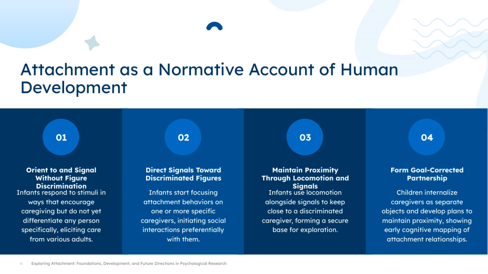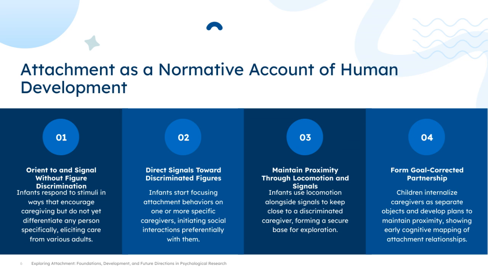By the third phase, infants actively use locomotion, along with signals like crying or reaching, to maintain close proximity to their chosen caregivers. This creates a secure base from which they can explore the world safely. Finally, in the fourth phase, children develop what Bowlby calls a goal-corrected partnership. They internalize caregivers as separate individuals and form mental representations. This enables them to plan behavior and maintain attachment even when apart. It's important to remember these phases blend gradually into each other, reflecting the continuous and dynamic nature of attachment development over time.